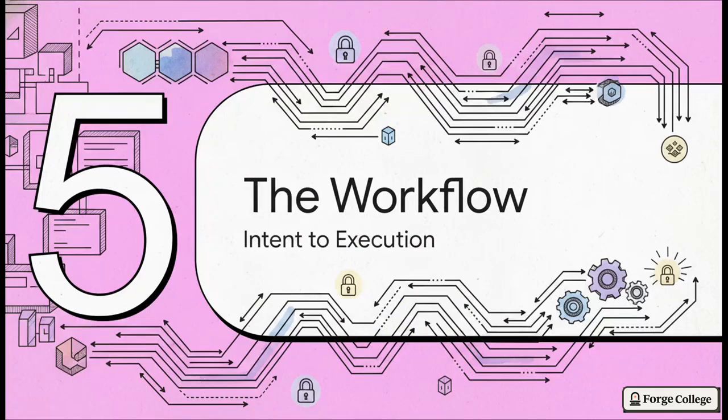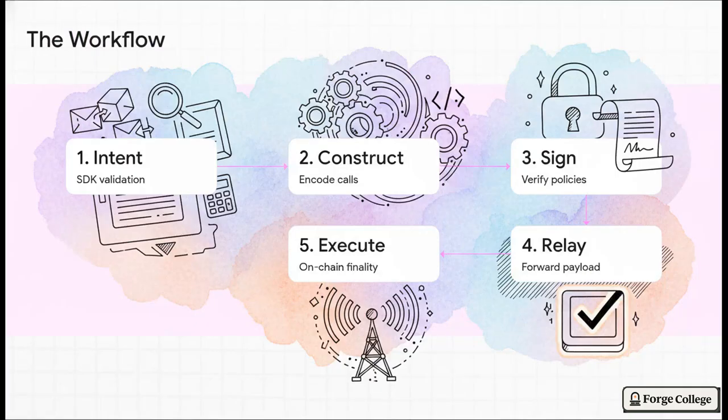All right, Section 5, from intent to execution. Let's move to the dynamic workflow and see how this actually builds step by step. Step 1 is intent. The SDK validates your input. Step 2 is construct, where it encodes the calls and estimates gas. Step 3 is sign, verifying all those vital policies we talked about. Step 4 is relay, forwarding the payload to the network. And finally, Step 5 is execute, achieving on-chain finality. This is the chronological journey of exactly what happens the second you confidently hit send.